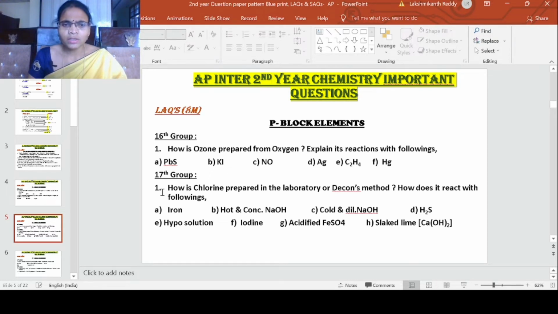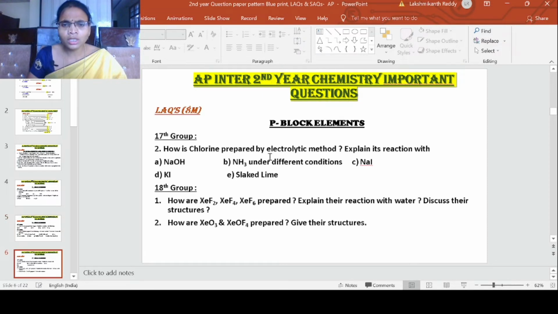Next, 17th group elements: chlorine preparation by the laboratory method or Deacon's method. How does chlorine react with the following? Next, how chlorine is prepared by the electrolytic method. Explain how it reacts with the following. Okay. 18th group elements: how are xenon difluoride, tetrafluoride, hexafluoride prepared? Explain their reactions with water and discuss their structures. So this is 3 parts: preparation 4 marks, reactions with water 4 marks, structures also 4 marks.